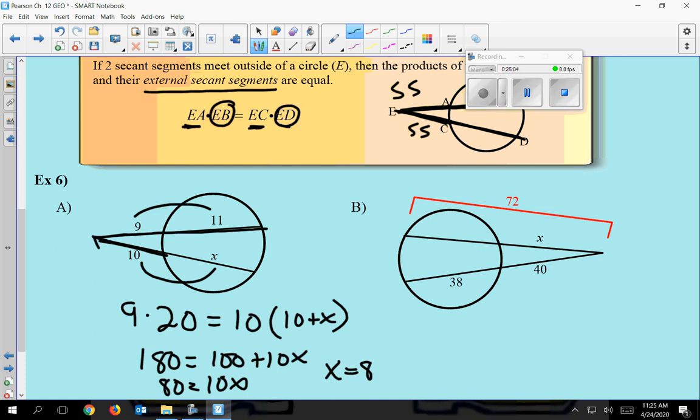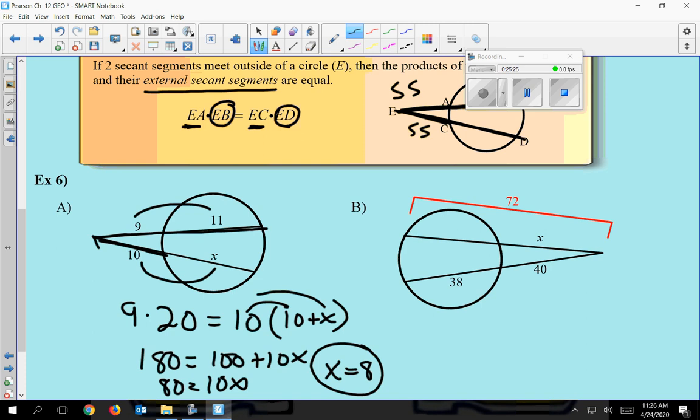Okay, so there you go. Sorry, I squished it here on the bottom of the screen. 9 times 20 is 180. I had to distribute here, so I get 100 and I get 10x. I subtracted 100 from both sides, and then I divided both sides by 10, and I get that x is 8.